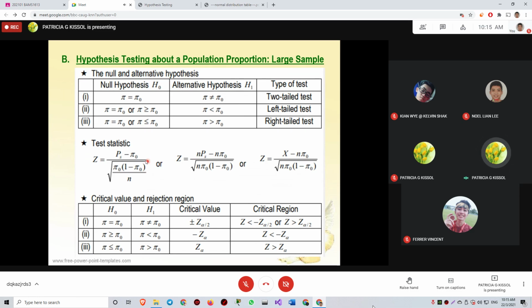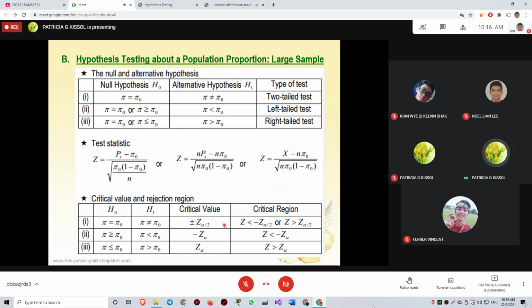The test statistic, you can either use this formula or this formula. Either one, it's correct. Or you could use this formula. But the norm is to use this one, not the first one. Most marking schemes use the first one. So focus on this one. You can use it, it's the same, but I prefer this one. It's much more clear cut for me. I'm used to this one.